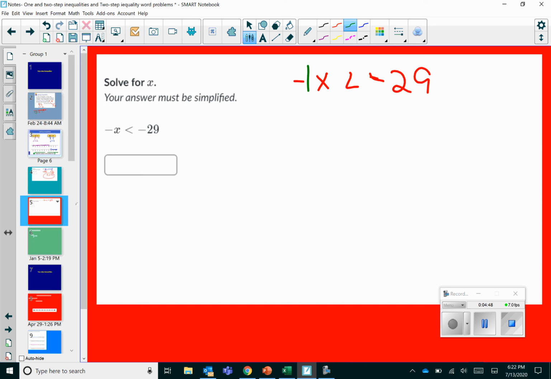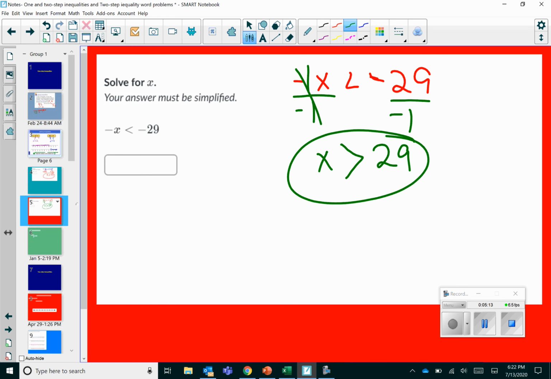So if I were to try to get rid of my negative 1, since this is multiplication, we would do the opposite, which is division. Notice that I'm dividing by a negative, which means my symbol is going to flip. -1 divided by -1 gives me a +1, or a positive x, and -29 divided by -1 is a positive 29. So your solution here would be x is greater than 29. If I were to graph this, it would be an open circle going to the right.